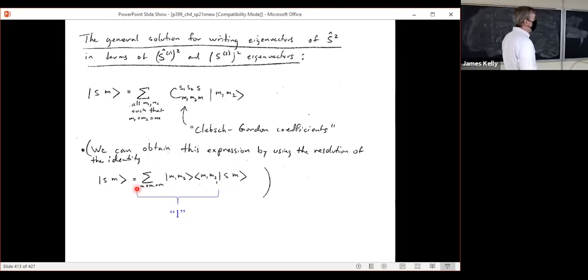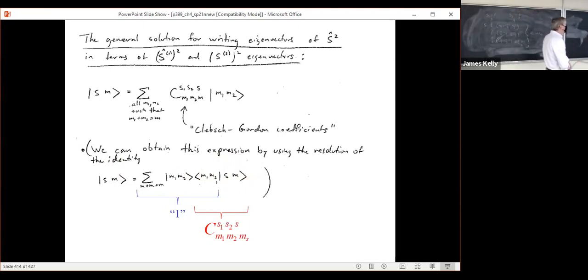So this is saying, tell me how to expand |S m> as a linear combination of the states in terms of M1 and M2. And the answer is the coefficients are these things over here. These are numbers, right? Each inner product is a different number. And so those coefficients that we're seeing over there are the Clebsch-Gordan coefficients. So that's how to compute those Clebsch-Gordan coefficients.